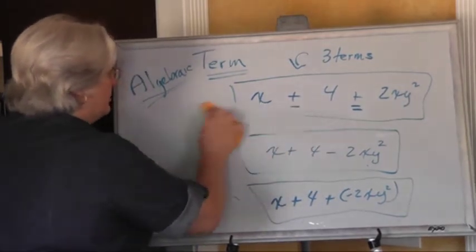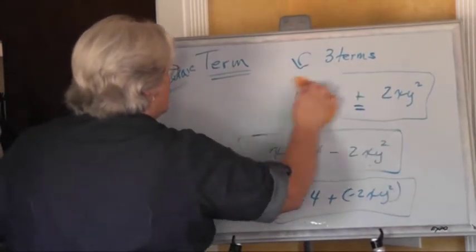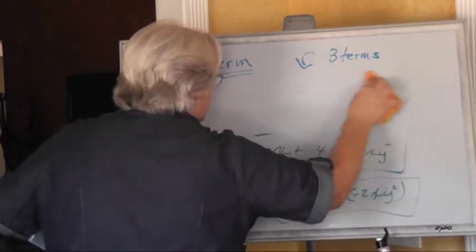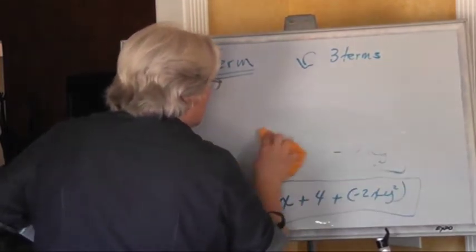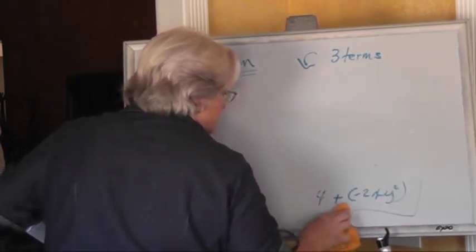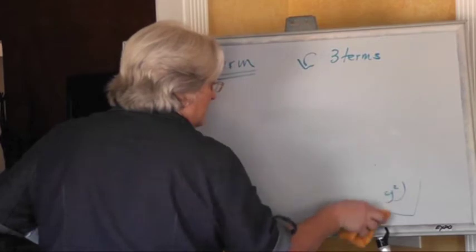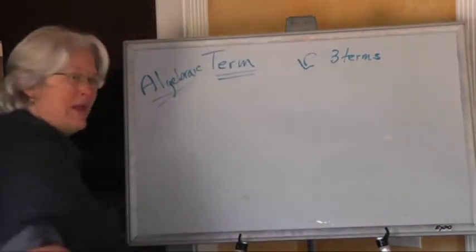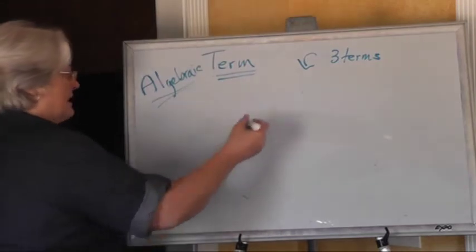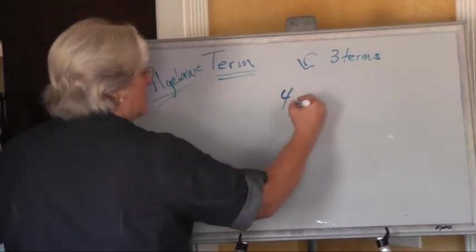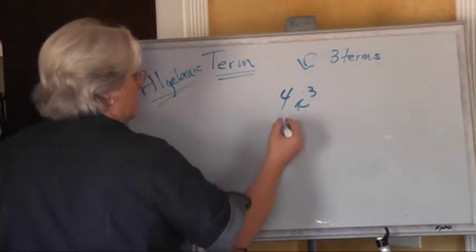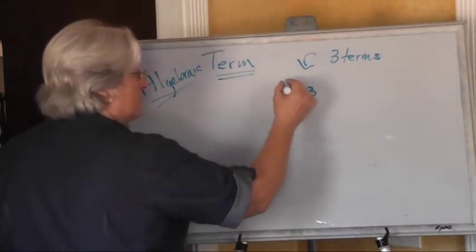Now, when we're working with algebraic terms, you also have things called polynomials. A polynomial is a collection of terms. It's the sum of a number of terms. And we have some specific names for polynomials that are based on how many terms are contained in them. Let's say that we have 4x cubed. It's an x. How many terms are here?